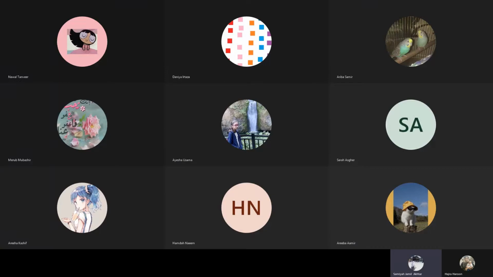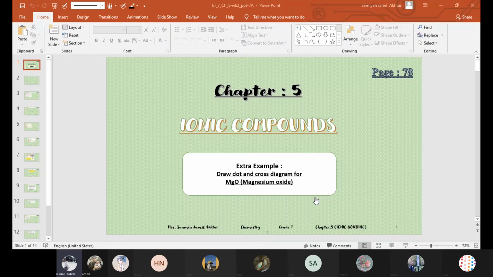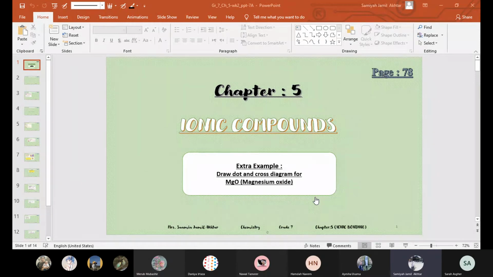One compound for practice, magnesium oxide? Yes. How many of you practiced it? I did, the magnesium oxide one. You did? Good. Some of the students did.